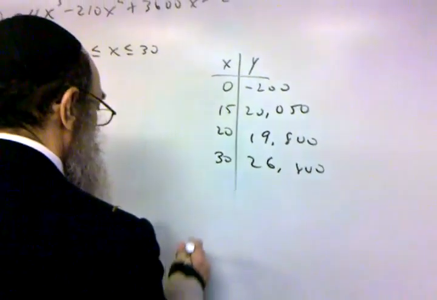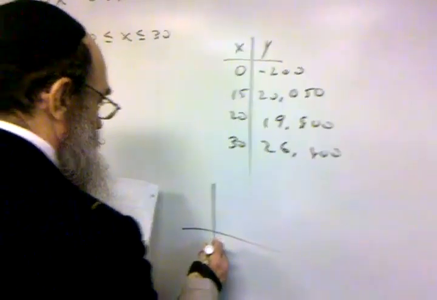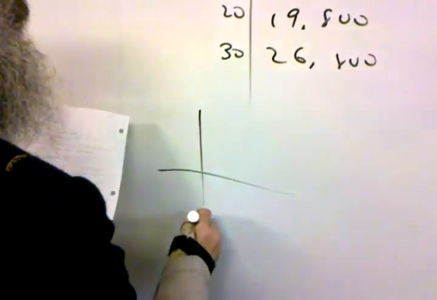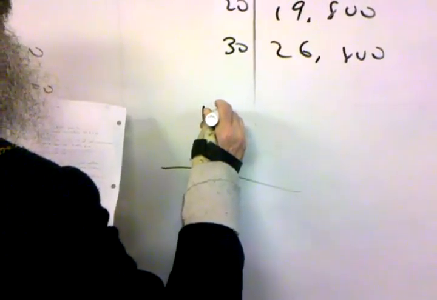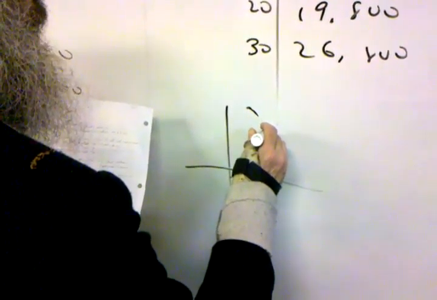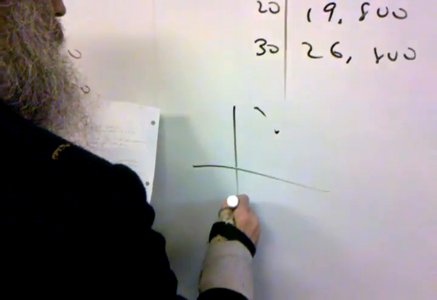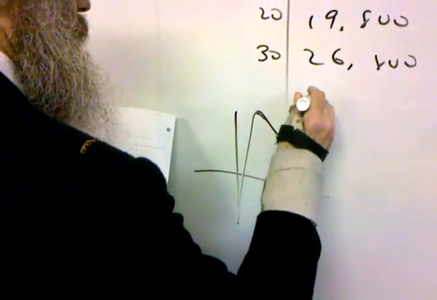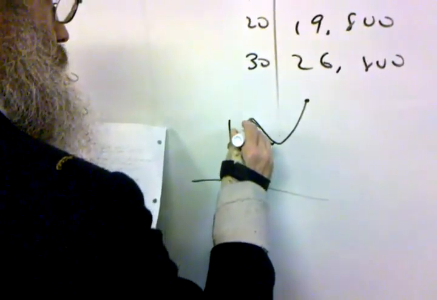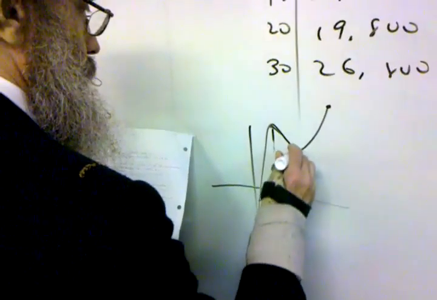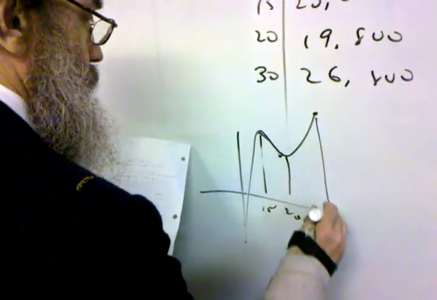That means the graph of this thing looks something like this. At 0, the profit is negative 200. At 15, it's 20,000. At 20, it's lower, it's like 19,800, so it goes like this. And at 30, it's up here like that. So this is x is 15. This is x is 20. This is x is 30.